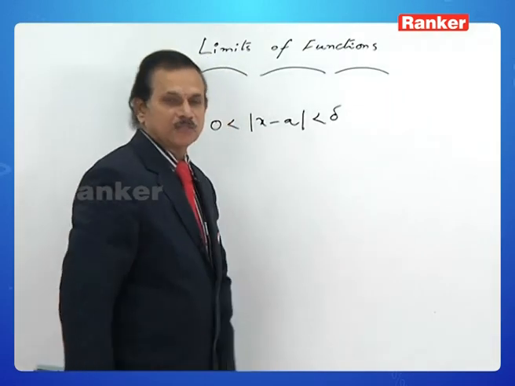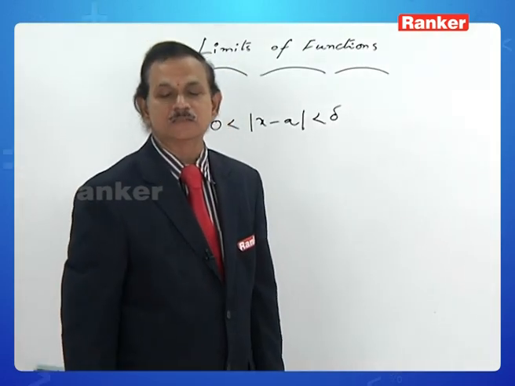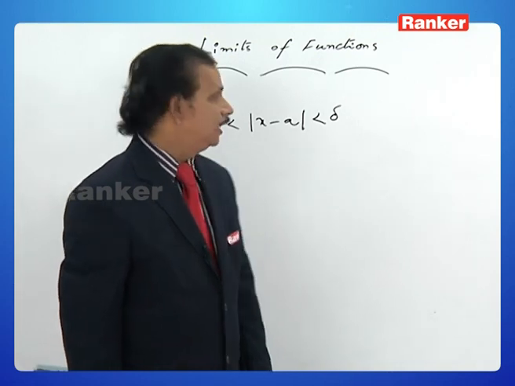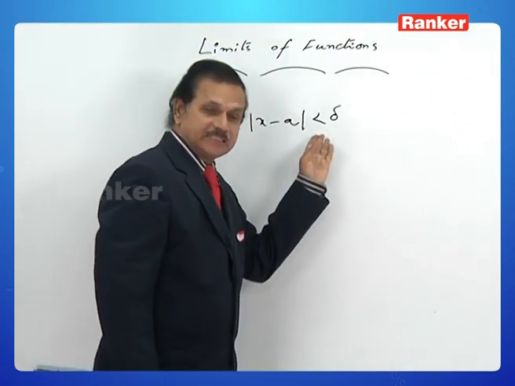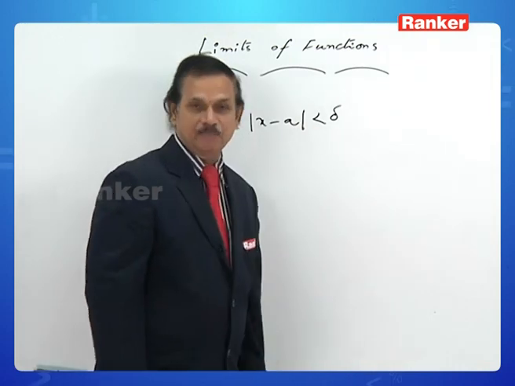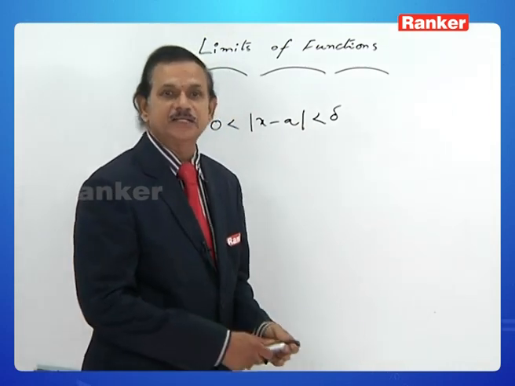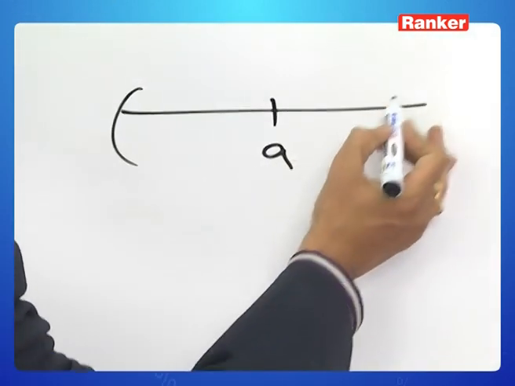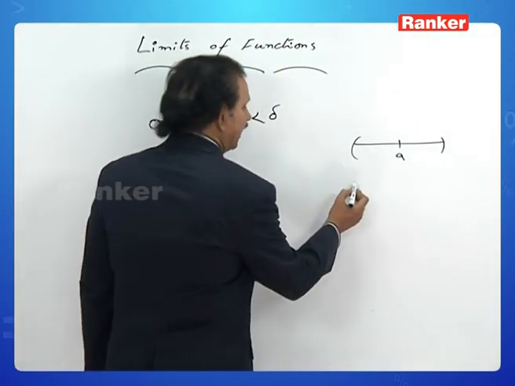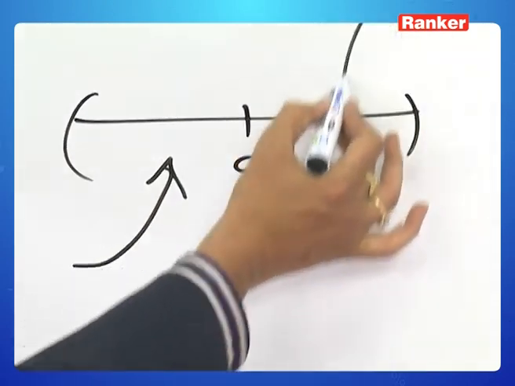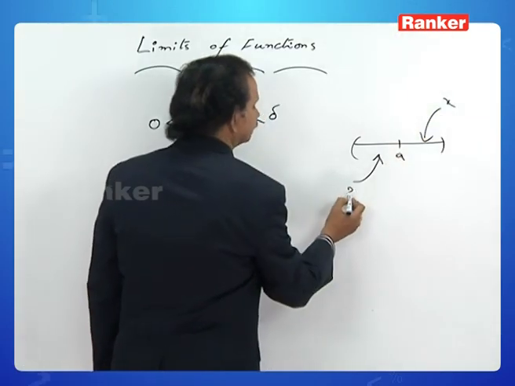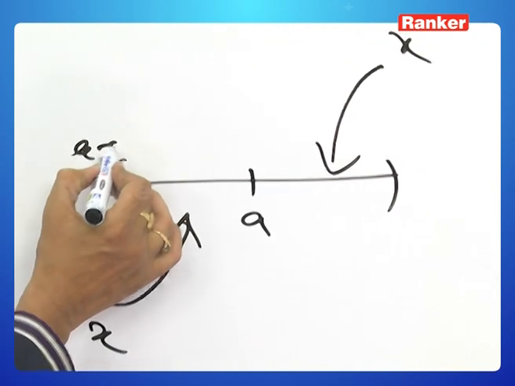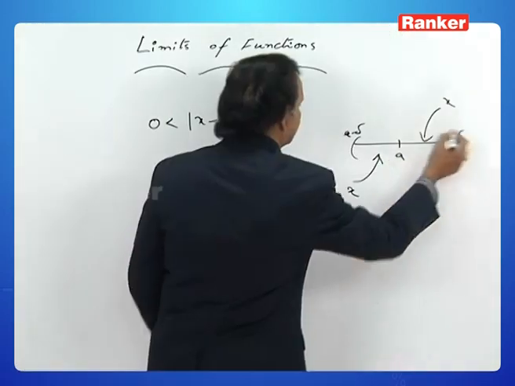Zero less than mod x minus a less than delta means mod x minus a less than delta, and 0 less than that means x is in the deleted neighborhood of a. That is, x may be here or x may be here. This point is a minus delta. This is a plus delta.